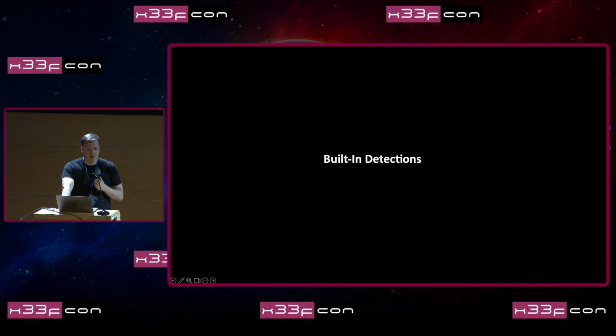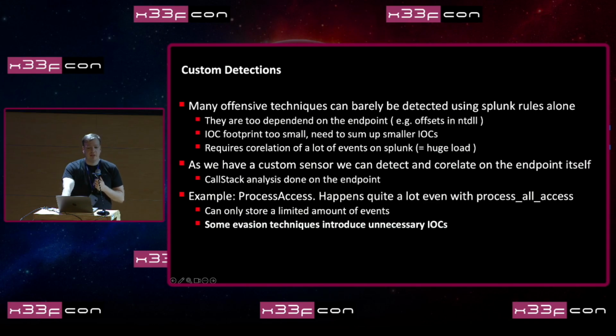Let us talk about those built-in detections. Many offensive techniques can barely be detected using Splunk rules alone because they are way too dependent on the endpoint. For example, callstack normalization in a larger environment is nearly impossible to do because there are many different Windows builds, and the offsets in NTDLL are always different per build. In other cases, the IOC footprint is way too small, so we would have to sum up additional events and introduce a bigger IOC, which would again require a lot of correlation, which means we would have to save a lot of stuff in Splunk and make our SPL queries way more difficult.